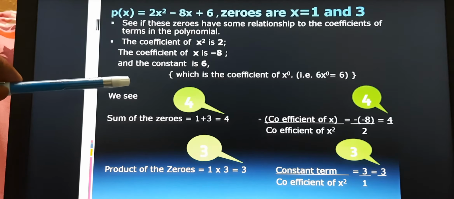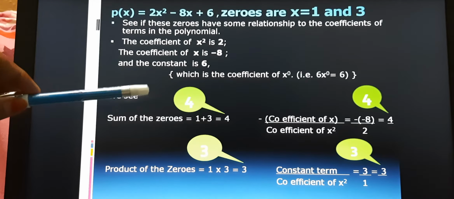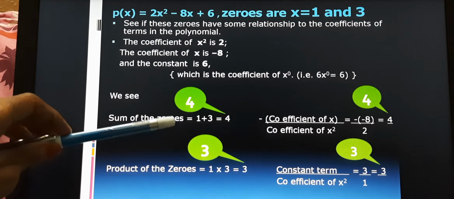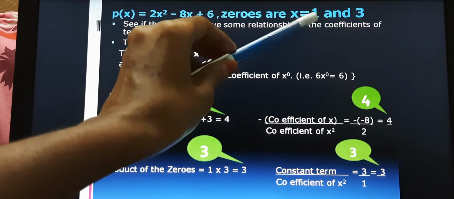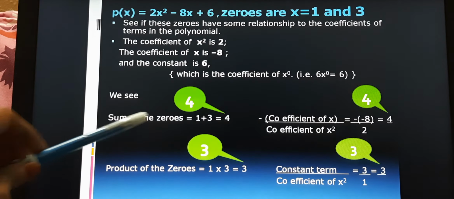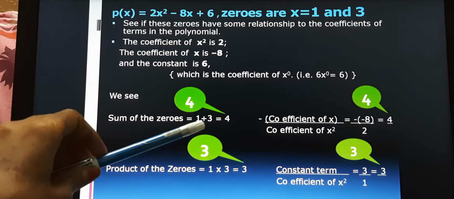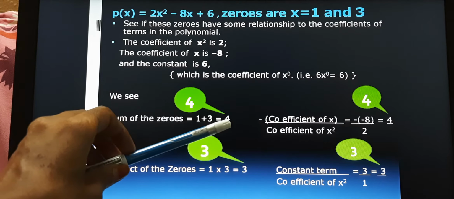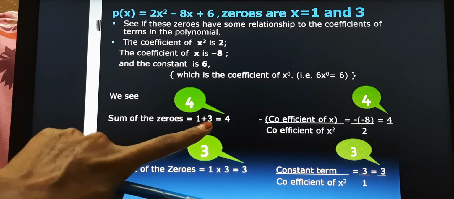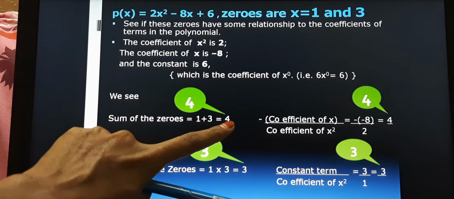Now we'll try to form a relation. First, we take the sum of the zeros. Here we have two zeros, one is 1 and one is 3. We are adding the two zeros. So the sum of zeros equals 1 plus 3, which is equal to 4.